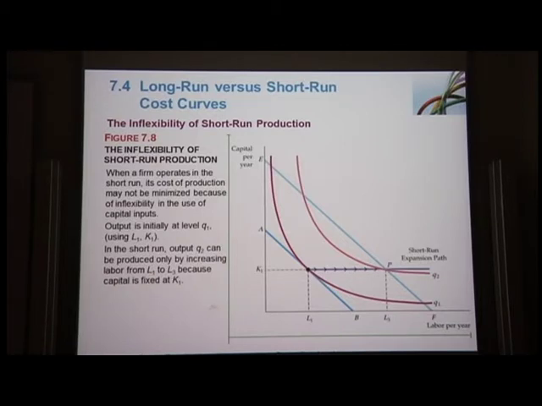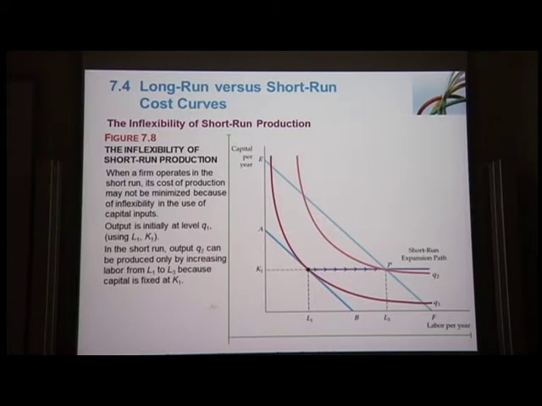So if you compare isocost AB and EF, then it means it will cost the firm more to produce Q2 in the short run, because it now has to employ more labor to move to point P. To move to point P, you have to employ more labor from L1 to L3. You cannot employ more capital, because we assume that in the short run capital is fixed. Now that is in the short run.